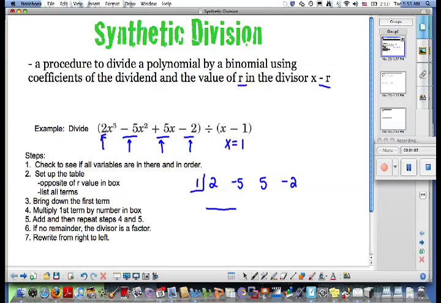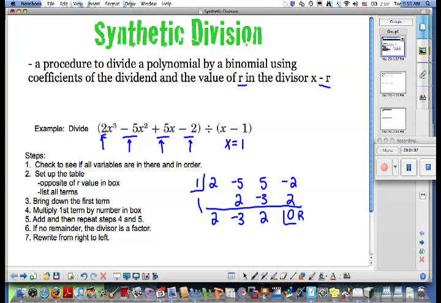The first step is to bring down the first term of 2, and then we multiply. 1 times 2 is 2. Now we're going to combine. -5 and 2 is -3, and then we repeat those steps. 1 times -3 is -3. 5 plus -3 is 2. And we do 1 times 2 is 2, -2 plus 2 is 0. That is considered our remainder.